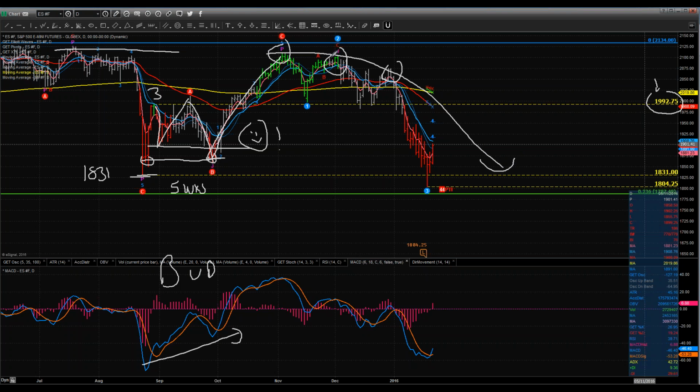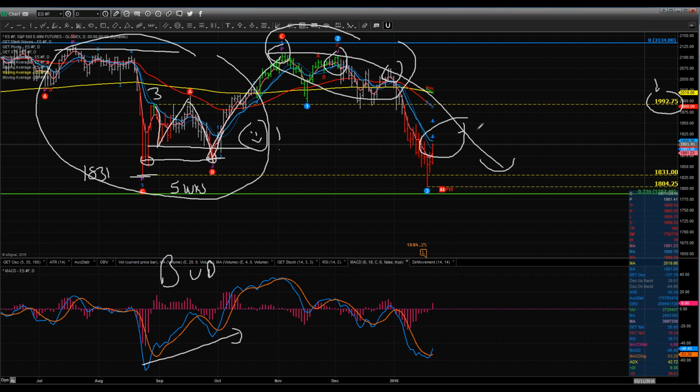This is why this pattern concerns me more than this pattern right here, because we failed up here again, and we're at the end of a long-term cyclical bull market within a secular bull market. So I think we can go back lower. We're going to make money in this move up, but then we're going to make some even more money in the move down.